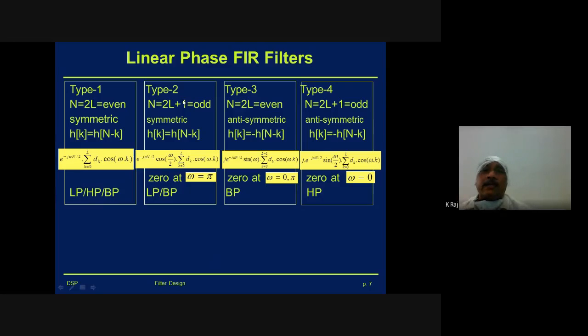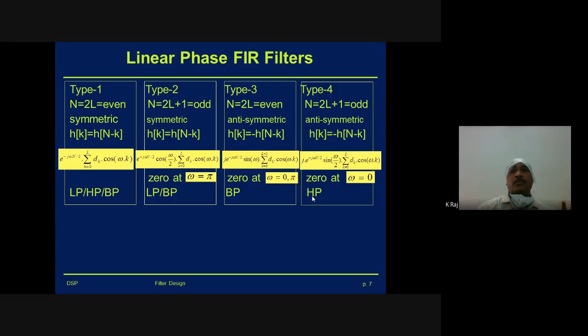Similarly, type 2 has the order of the filter odd and it is symmetric. It is suitable for the low pass filter and the band pass filter, because the zeros will be at pi, so this will be suitable only for the low pass and band pass filter. Type 3 is again the order 2l, which is even, and it is anti-symmetric, and at that time the zeros will be at omega equal to 0 and pi, so it will be suitable only for the band pass filter. Similarly, the type 4 linear phase FIR filter is defined as having odd order n and anti-symmetric nature, then it has a zero at omega equal to 0, and it will be suitable for the high pass filter.